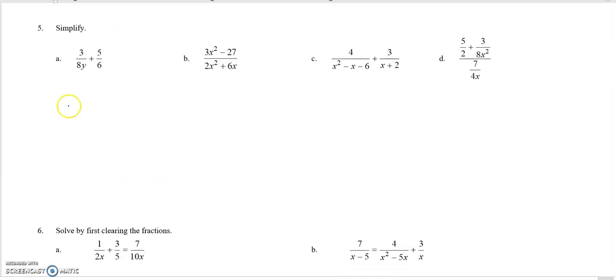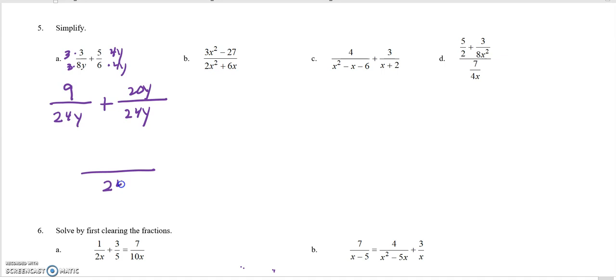Simplifying, we need to get a common multiple because we're adding, a common denominator. 8 and 6, 24, and then we need the y. So I'm going to take this one times 4y, and I get 20y. This one, I need to take top and bottom times 3, and I get 9. Now they have the same base, so we can add the numerators. We cannot do any simplifying.